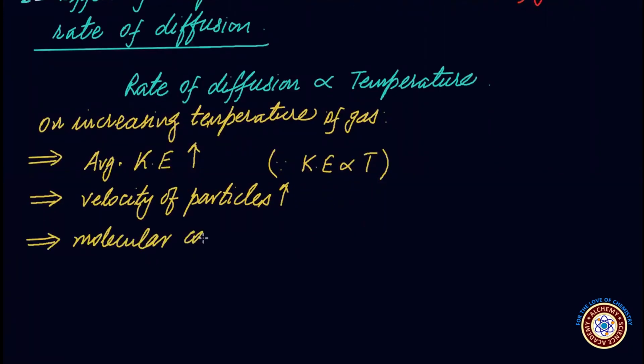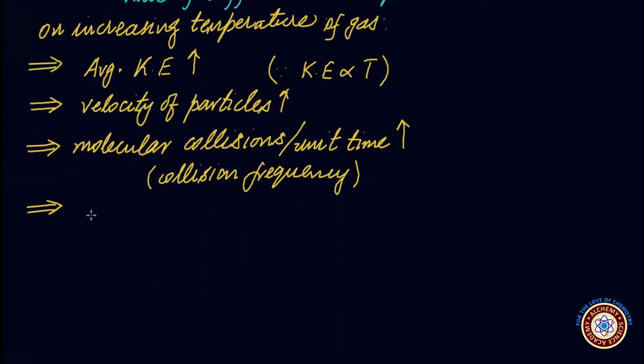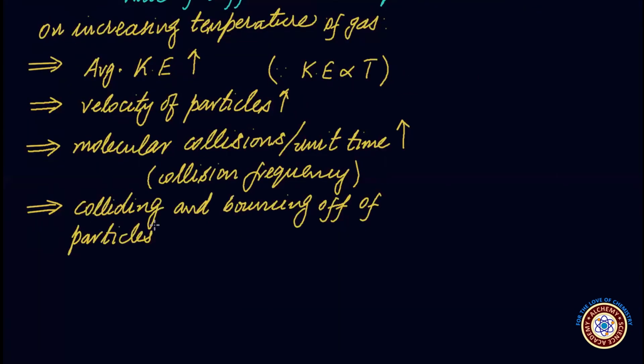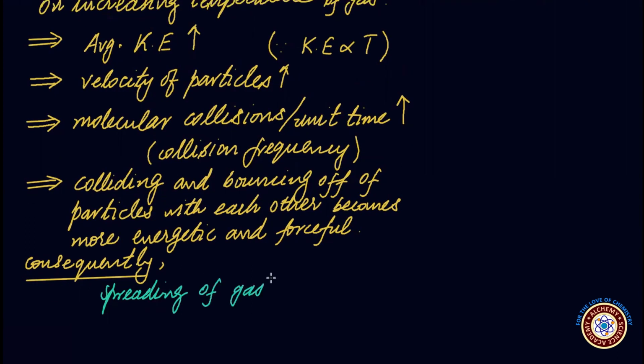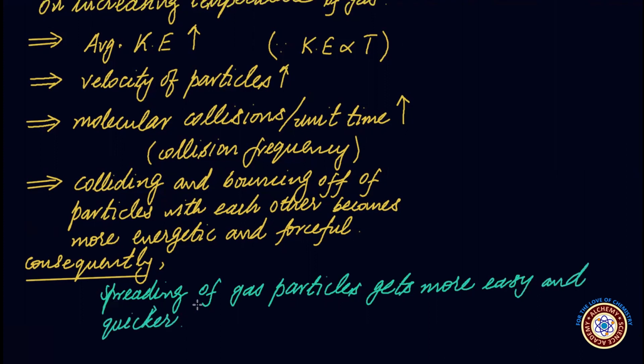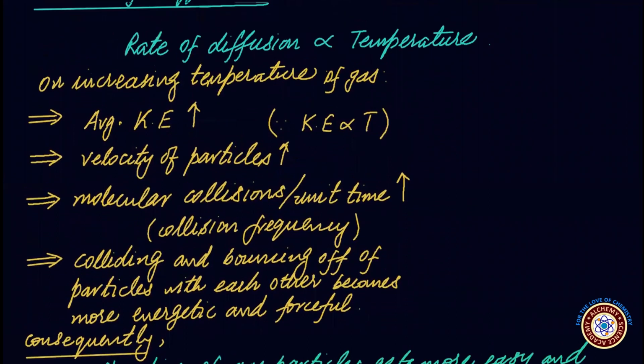Due to this, molecular collisions per unit time, which is also called collision frequency, also increases. And because of this, colliding and bouncing off of particles with each other becomes more energetic and forceful. Consequently, spreading of gas particles gets more easy and quicker. Opposite happens when the temperature of a gas is decreased.